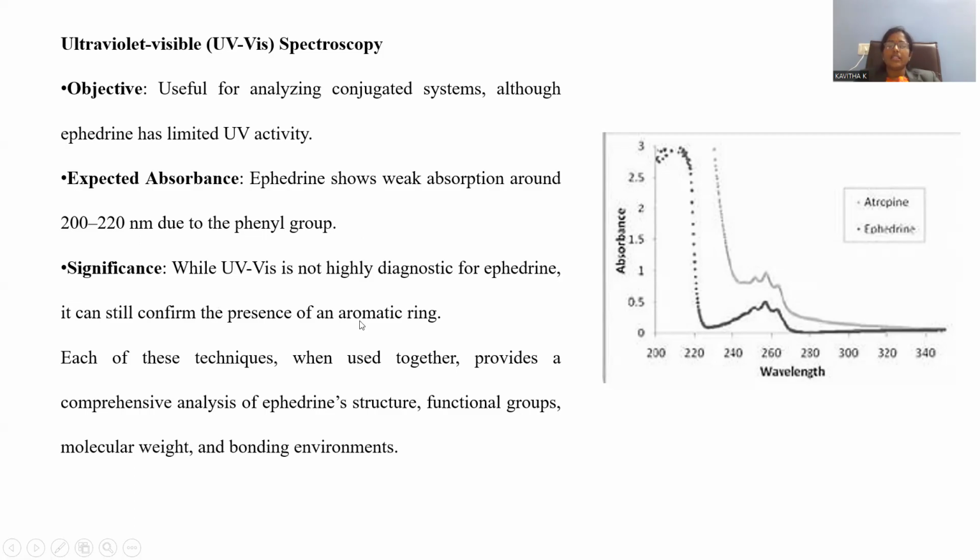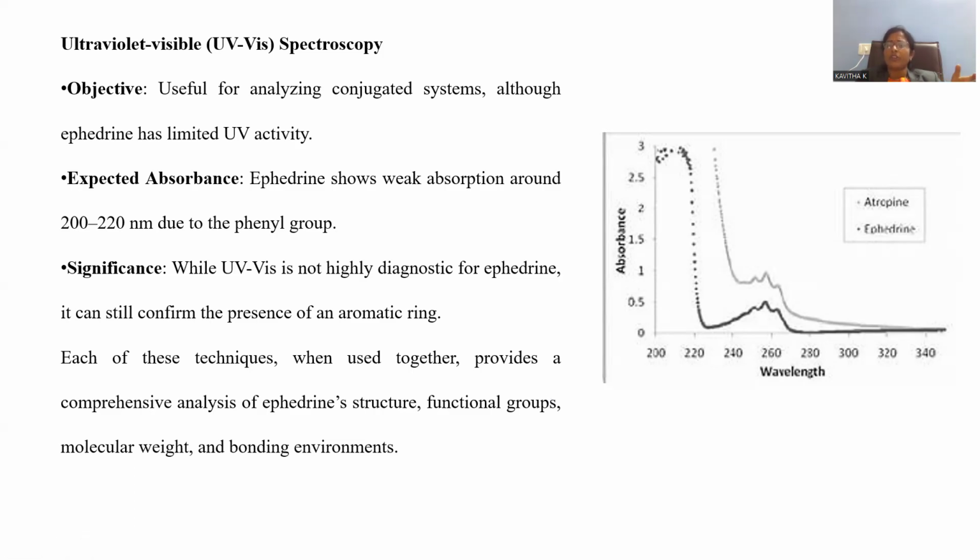So UV visible is meant for the diagnosis of ephedrine; it will give the aromaticity of the compound, whether the compound is aromatic or not. That distinction we can draw by means of UV visible spectroscopy. Each of these techniques, whatever we have discussed, these many examples, these many different ways, all together are used to give the comprehensive structure of ephedrine.